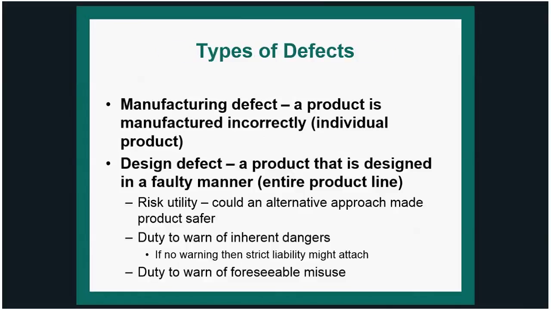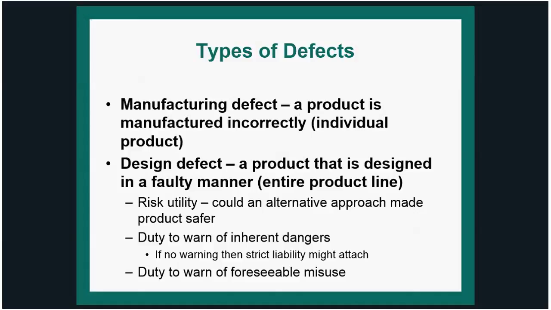Here's just an example again of the types of defects. Manufacturing defects: the individual product is made wrong. Design defects: the product line is made incorrectly. In that aspect, there's a risk utility. Could there be an alternative approach to make the product safer? Could we have done something different? Could we have made the skis safer? Could we have had a backup parachute come out? Could we have done something different to make that product less dangerous?